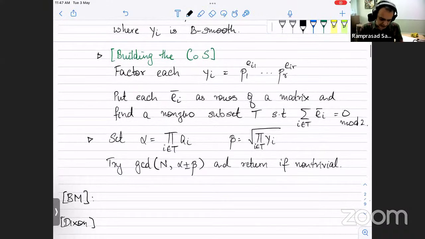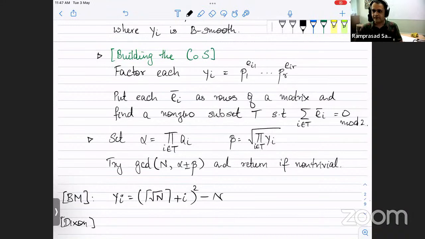So for example, the Brill-Hart and Morrison approach. Each of these a_i squareds, so a_i was basically equal to, sorry, how do I put this? Maybe I should write it as this. So y_i was equal to, you look at square root n, take the ceiling of this, plus i, the whole squared minus n. Okay, those were the y's that you started off with.